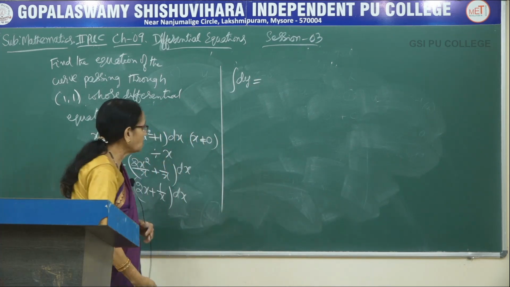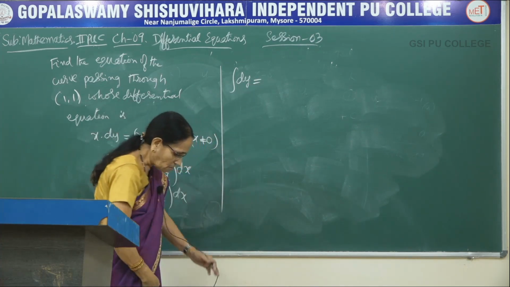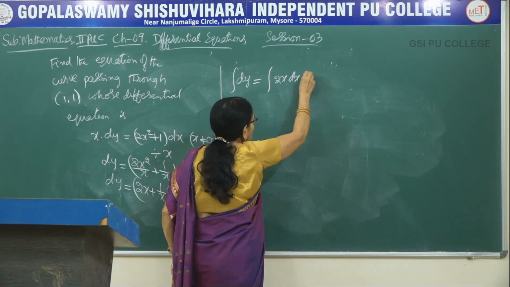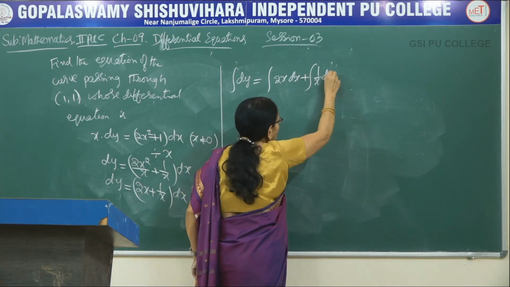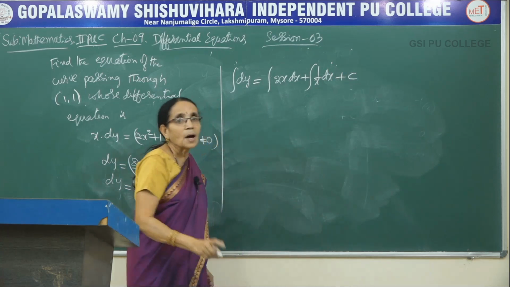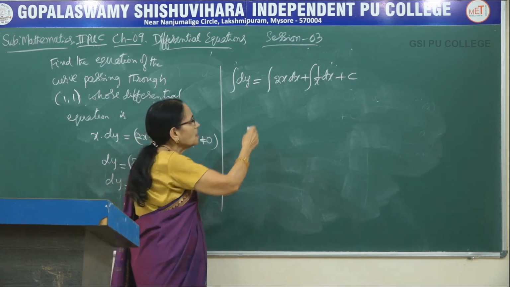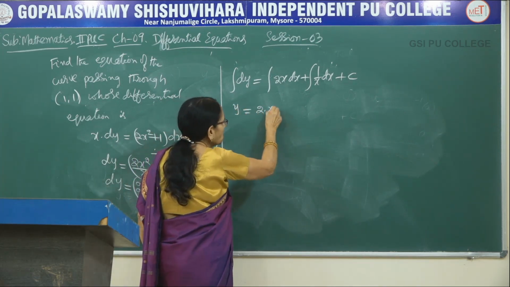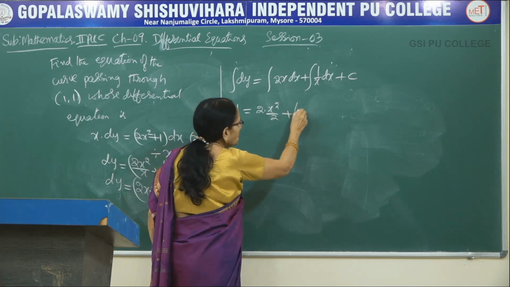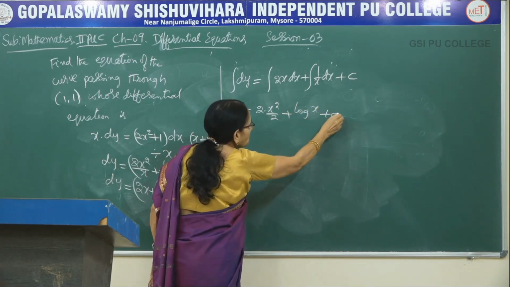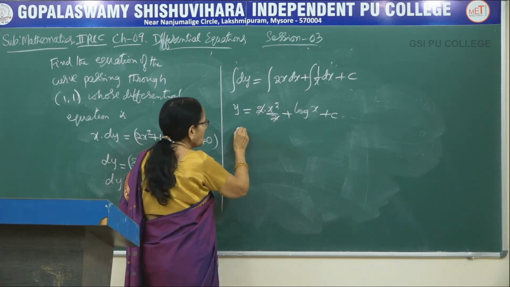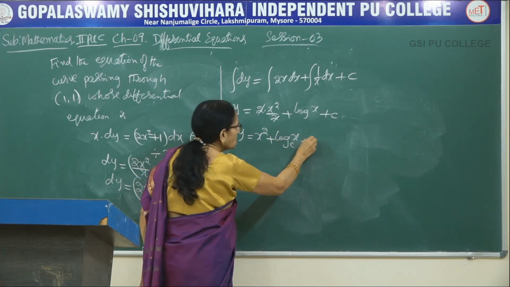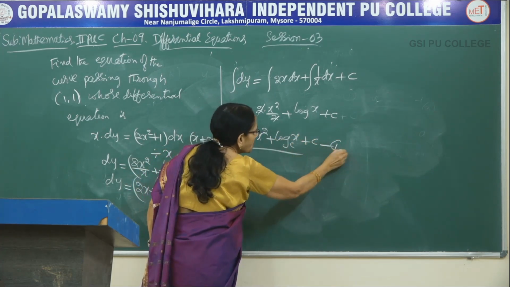Integral dy would be equal to integral of 2x into dx plus integral of 1 by x into dx. Immediately you add the constant so that you do not forget here. Both of them are basic functions here. This is y is equal to 2 into x square by 2, and that you can see it is log x plus the constant. 2 and 2 can be cancelled. So, y is equal to x square plus log x plus the constant c. Take it as result 1.